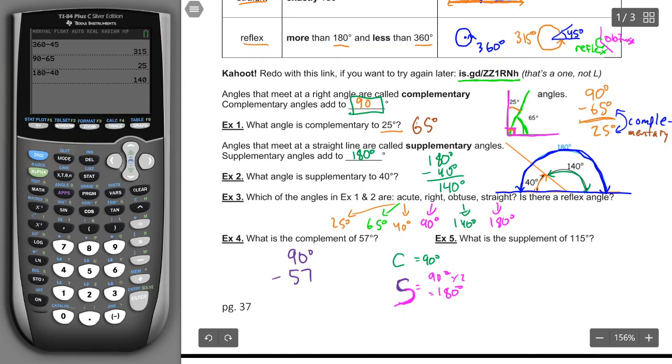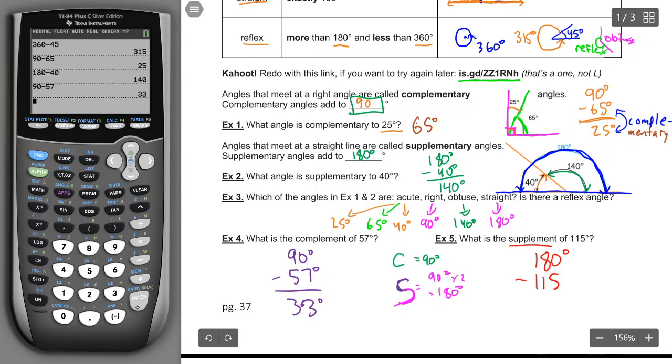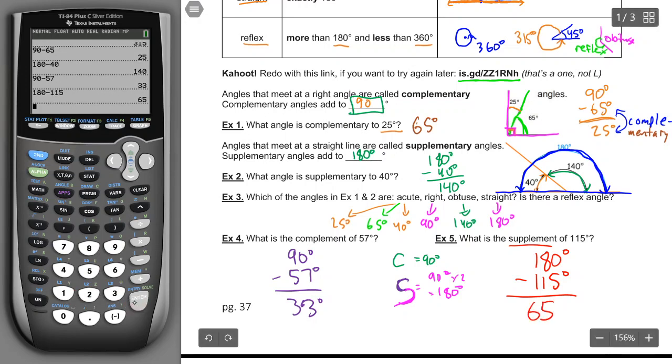90 minus 57. And I'll show on the calculator. You may not need a calculator for subtraction, but if you do, that's fine. And you get 33 degrees. What is the supplement of 115? So supplementary means 180 degrees. Take away, in this case, the obtuse angle. And what are you left with? 180 minus 115 equals 65 degrees.